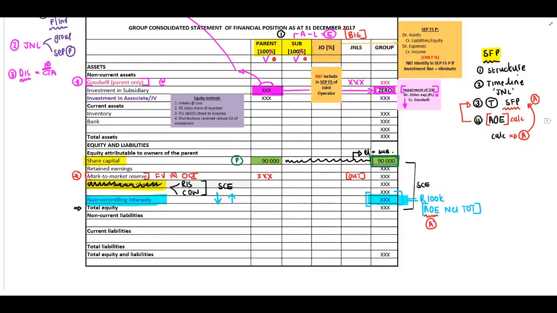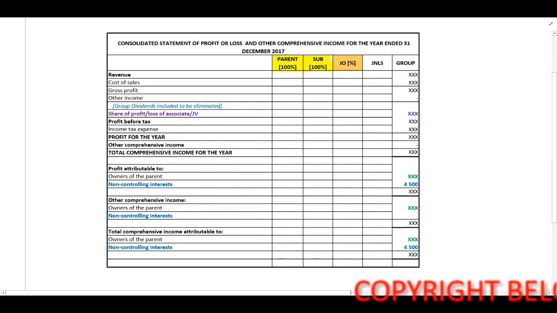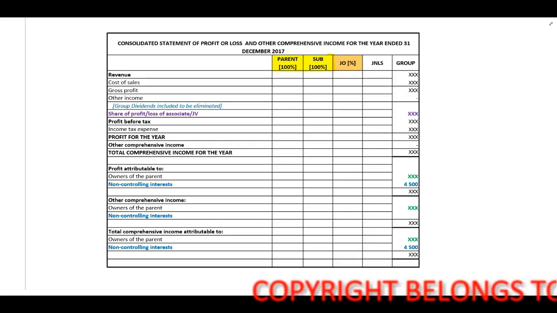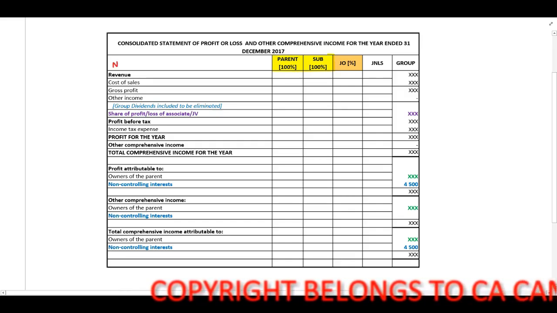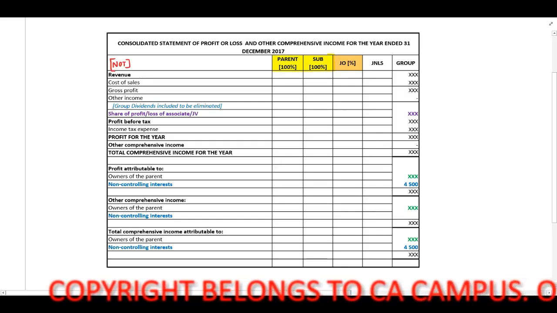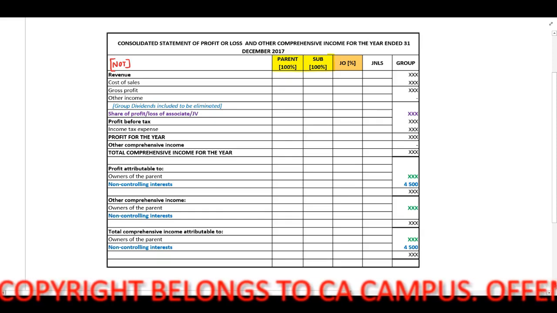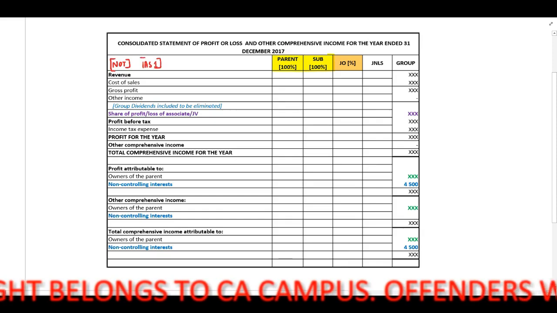Now I want you to refer to your profit and loss statement. Remember that we are busy with our parent and our subsidiary. We consolidate, we add 100% of each. Guys, important, this is only an extract. This is not a complete set of our profit and loss statement. You need to ensure that you know this, and this is your RS1 rules.